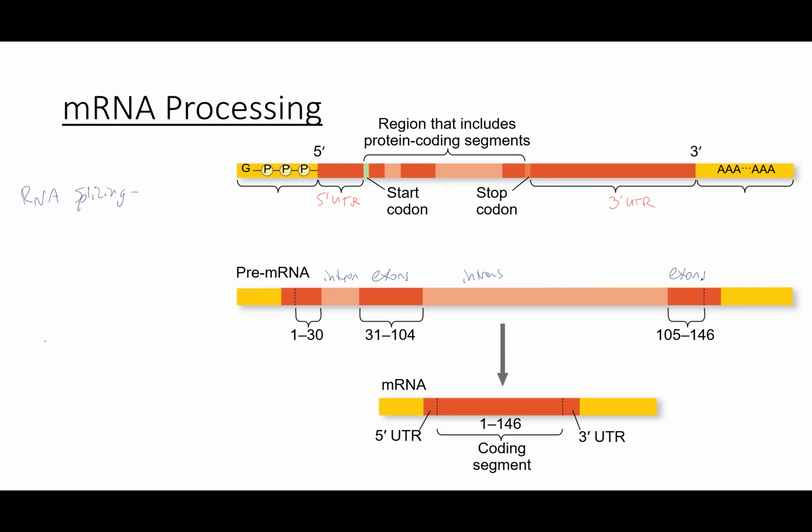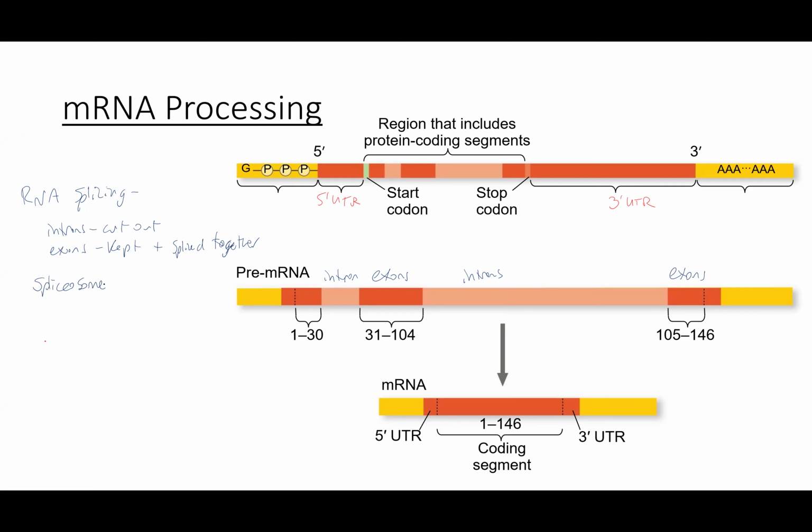So the introns are these regions that are just cut out. And the exons are what are kept and spliced together. So introns are non-coding regions. And the exons are coding regions, obviously. So there's a complex that does this that's called the spliceosome. Sometimes our names make sense.